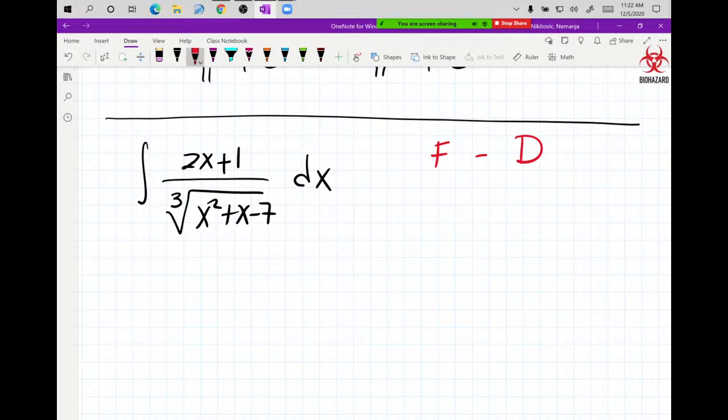Well, you guys have 3 functions to worry about. There is a 2x plus 1 function, there is a cube root of x function, and there is an x squared plus x minus 7 function. So which of the 3 functions has its derivative present? It's not a trick question, by the way.